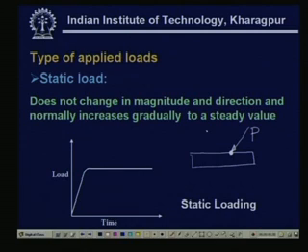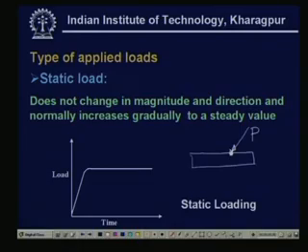But sometimes we see very small changes in either the point of application or the magnitude of the loads coming into the picture. We also call those situations quasi-static, and there the design can be considered just the way we consider the design for the static load. So here we understand what we mean by the word static loading.